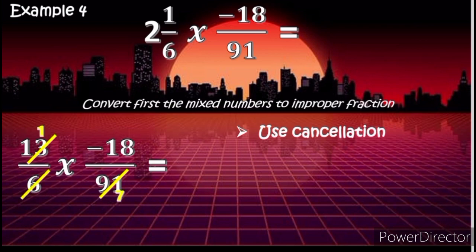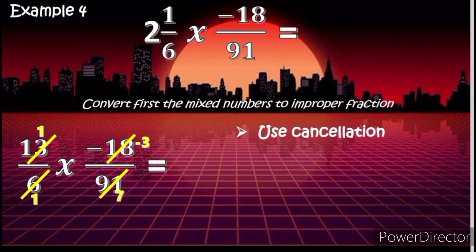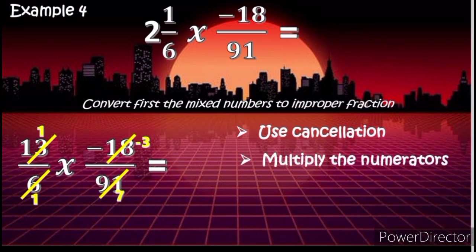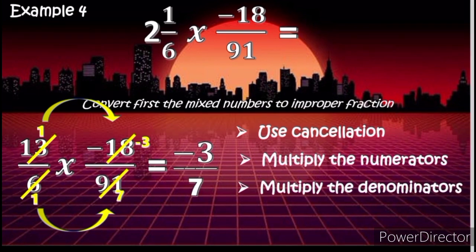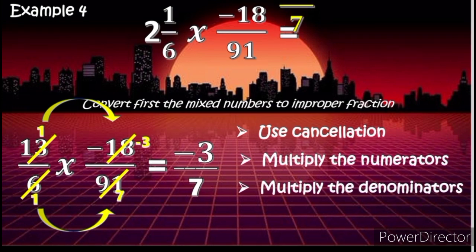We can cancel out 6 and negative 18. 6 will become 1 and negative 18 will become negative 3. Now multiply the numerators. 1 multiplied by negative 3 equals negative 3. Multiply the denominators. 1 times 7 equals 7. What is our final product? Correct, that is negative 3 over 7.